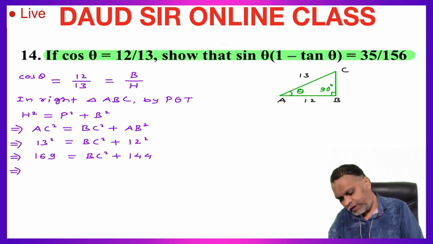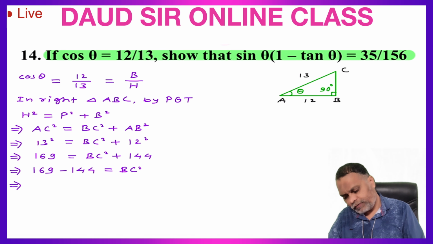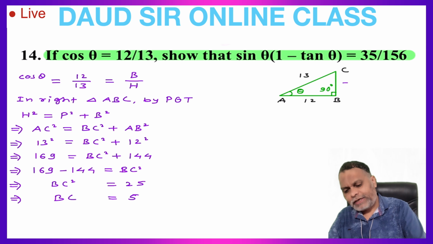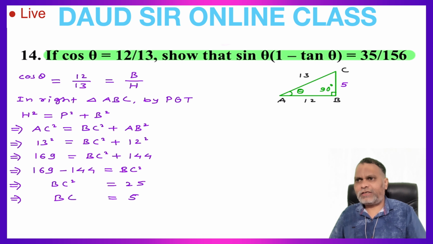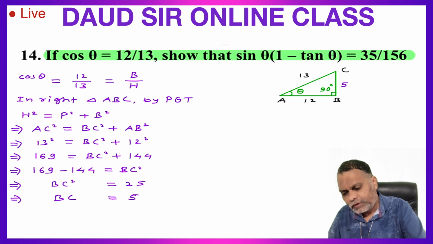Shift this 144 to the left side, 169 minus 144 is equal to BC square, which implies 25. So we can write BC square is equal to 25. Take square root, so BC is equal to 5 only. Now this missing side is 5. Now we have all the three sides of the right angle triangle, so we can write the value of any trigonometrical ratio.